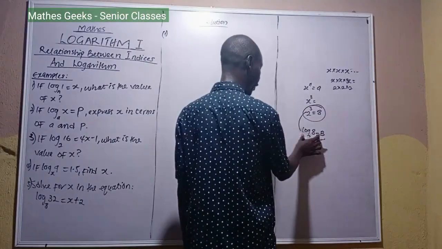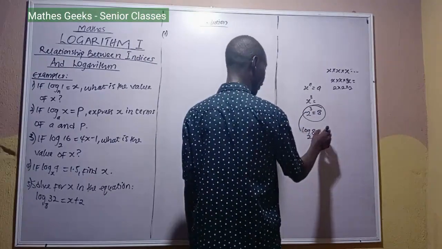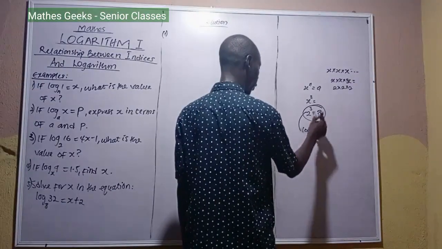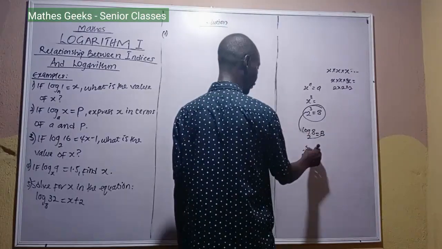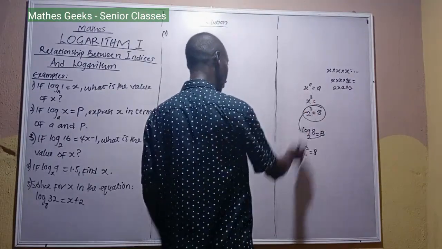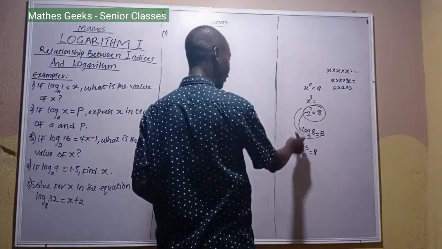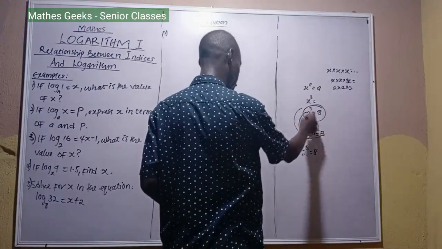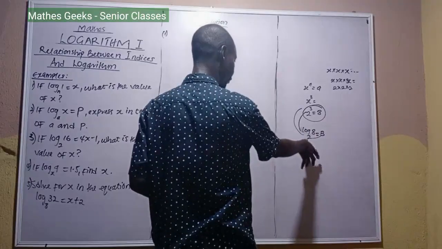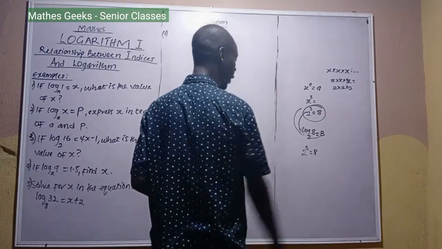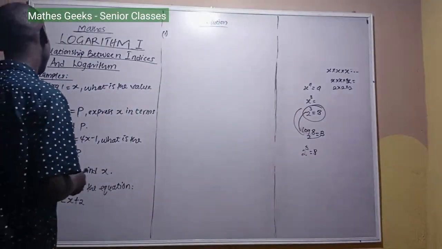Then from the log form, we get the index. In the index notation, just bring 2 to this side, then this 3 becomes the power. 2 is the base here, and 2 raised to the power 3 is equal to 8. So from index notation we can get the same function in logarithm form, and from logarithm form we can get back to the index notation. That's exactly what we want to look at in this lesson.